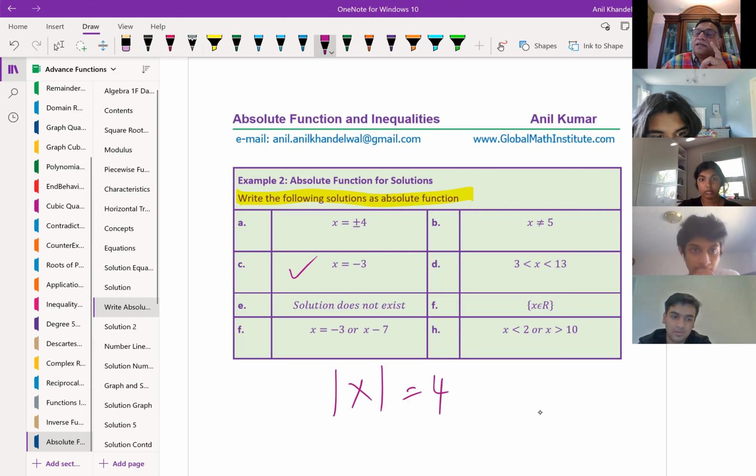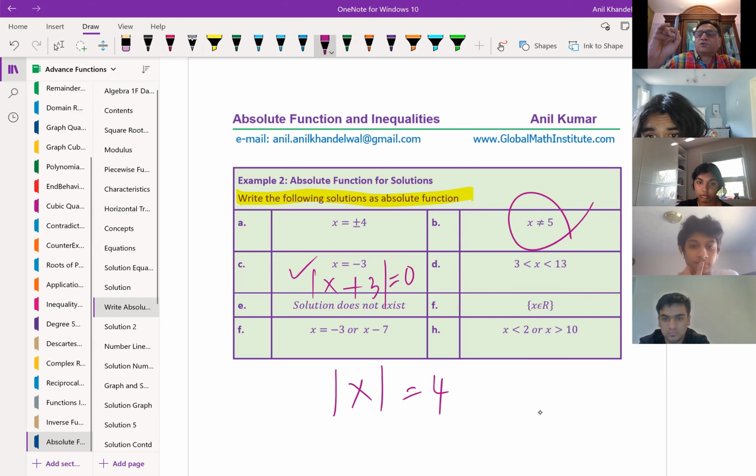Now we want minus 3 as the answer. Only one answer. What is the answer? Tell me now. Anybody? Absolute value of X plus 3 equals 0. Very good. If you have only one answer, it means equal to 0. Otherwise, 2 answers. You get my point.